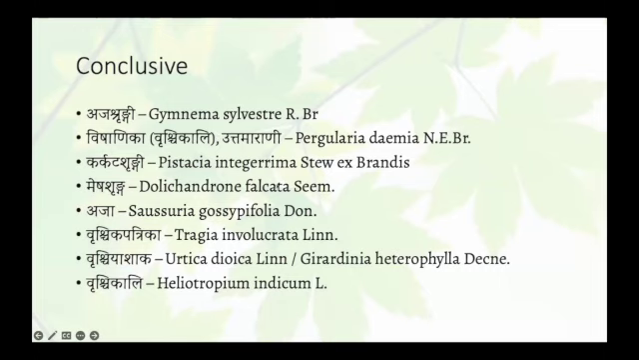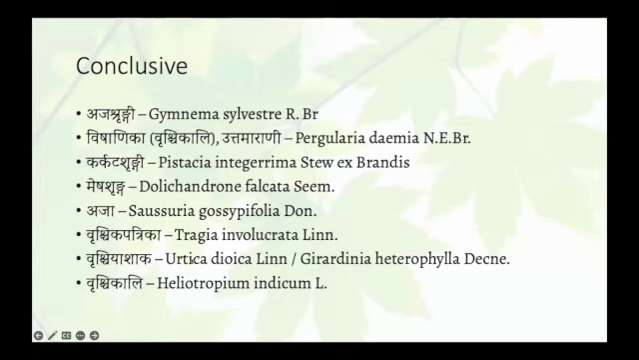Sorry, there's a small mistake here. Ajashrungi can be equated with Pergularia daemia, and Meshashringi can be equated with Gymnema sylvestre, and Uttamarani or Vishanika can also be equated with Pergularia daemia. Karkatashringi is Pistacia integerrima, and Meshashrunga can be equated with Dolichandrone falcata, as it is a big plant.